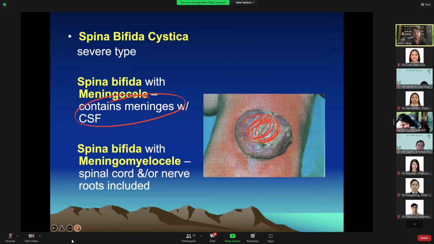Meningomyelocele: meninges with CSF plus myelo, which means there is spinal cord involvement. Again, meningocele is meninges with CSF. Meningomyelocele is meninges, CSF, plus spinal cord. Take note that this is still covered with a membrane.